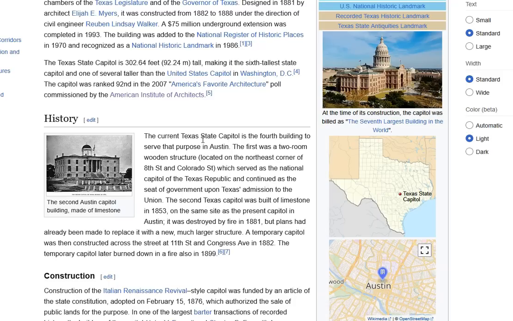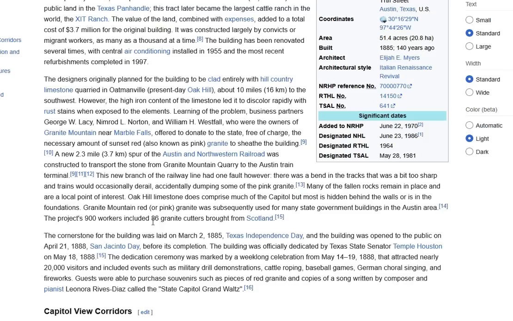I've read this story, this pattern of storytelling, many, many times, and it starts to read like lazy fiction, as far as I'm concerned. They also have a temporary capitol that was said to have been built, but also burned down by fire in 1899. And just a couple more points before we move back to the visuals.